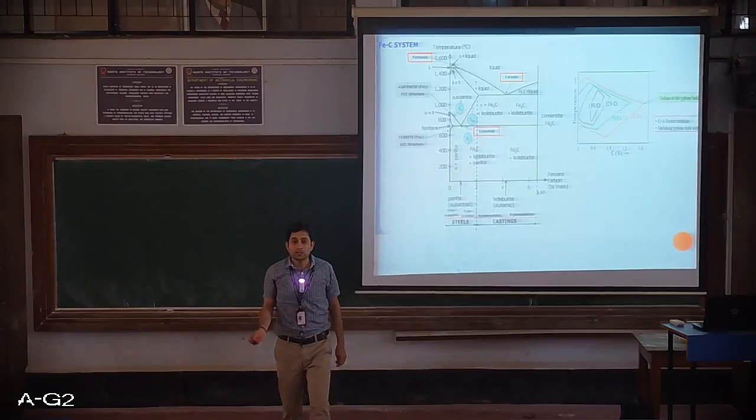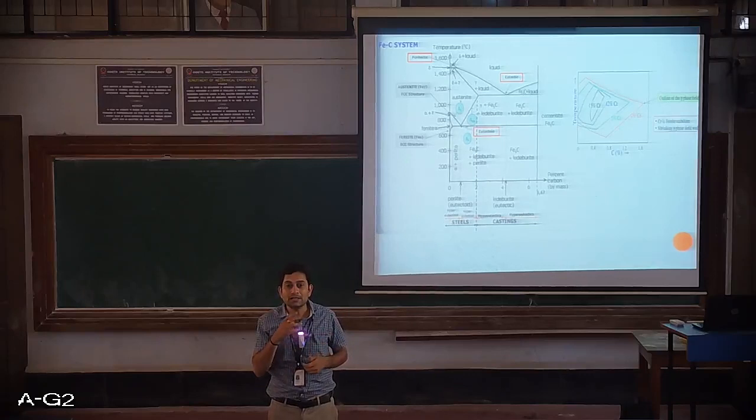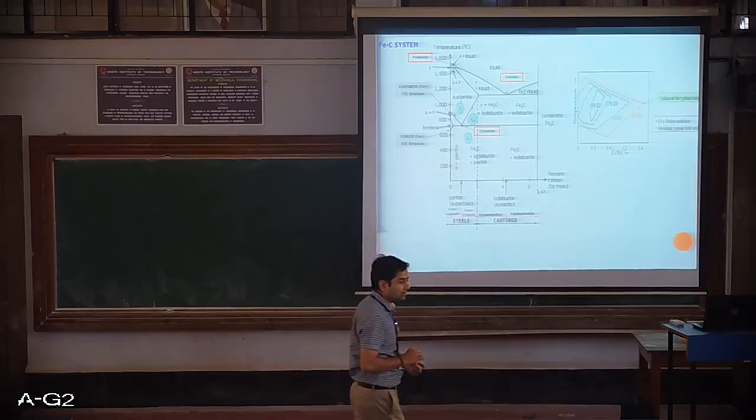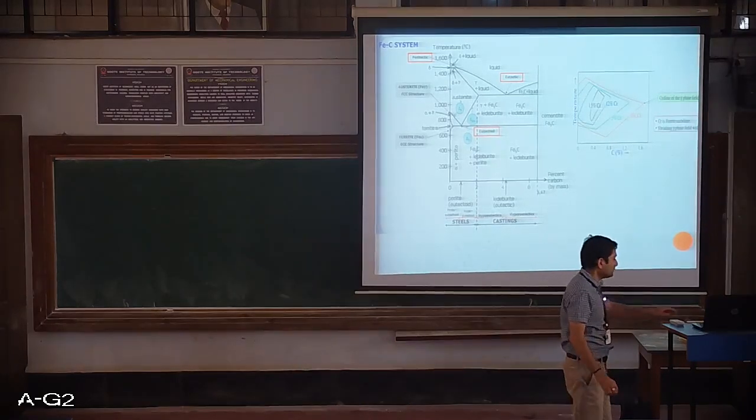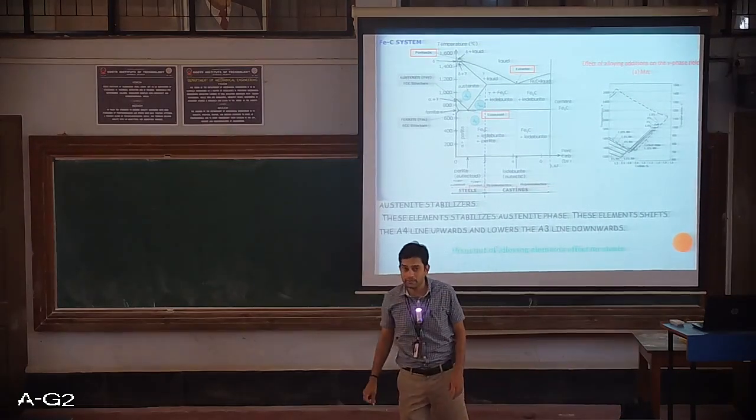In other words, if the steel contains chromium, then it will show the ferrite phase even at room temperature. So that is what is called the ferrite stabilizer. Similarly, if you see what happens with the other type of stabilizer, called the austenite stabilizer, it is like this.